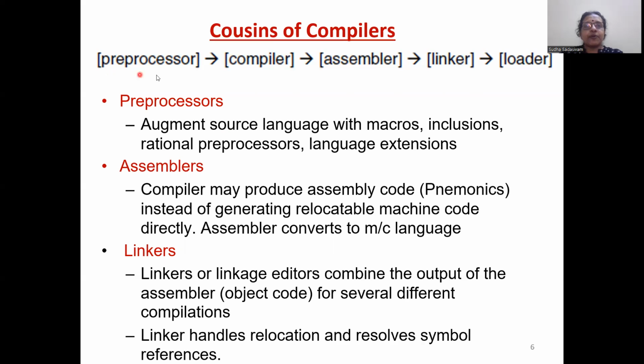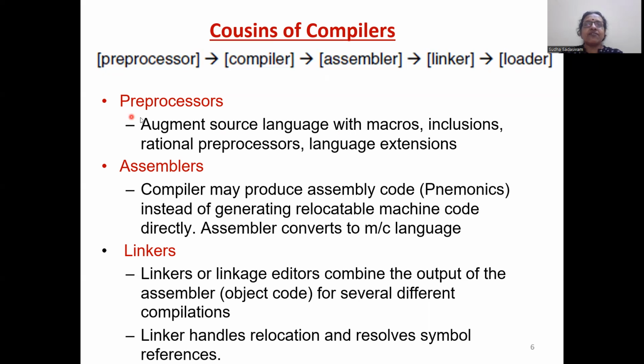The first is the preprocessor. The preprocessor processes the import statements and other types of macros, and then it gives us input to the compiler. The compiler generates the assembly code and the assembler generates the machine language code. The linker is used to link all the object modules for a particular program, and then the loader loads these modules into the memory and executes them. So all these tools are called the cousins of the compiler.